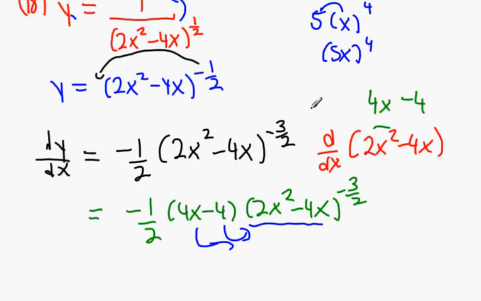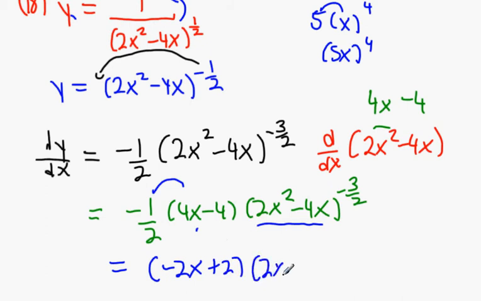Okay, so right now what we have here is minus a half multiplied by 4x. What's minus a half multiplied by 4x? Minus 2x, and then minus a half times 4? 2. And that's our answer. Here's our answer right here. Okay? And that's it. Okay? One more?